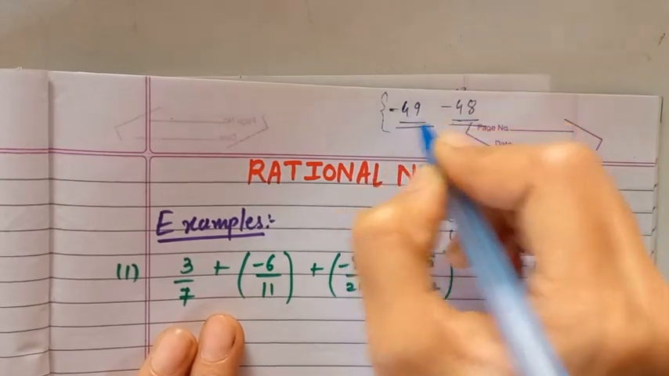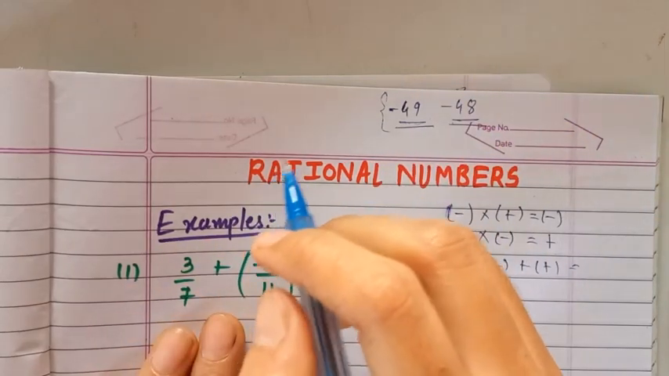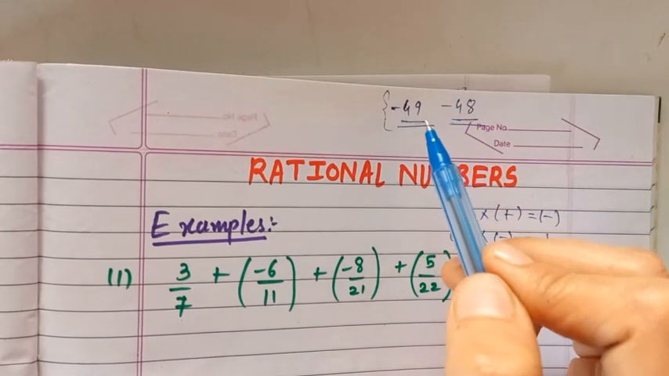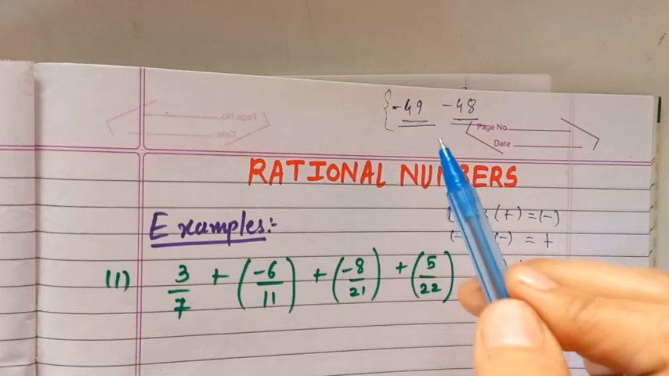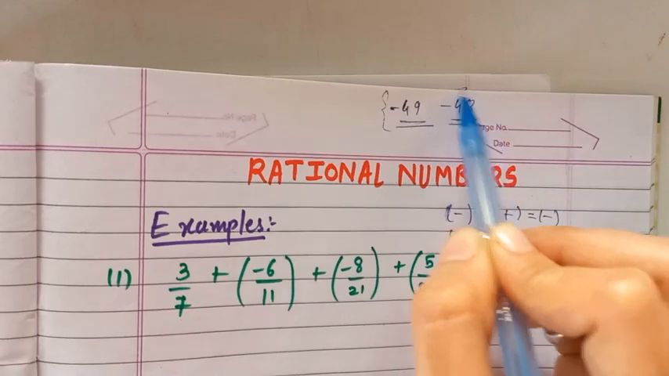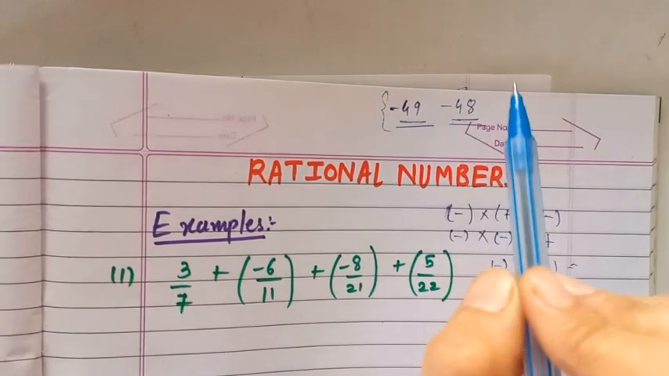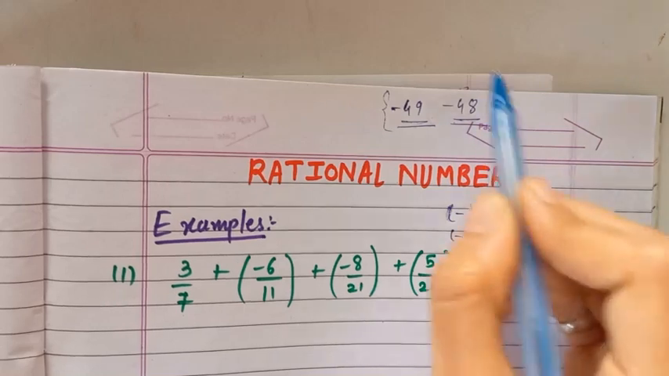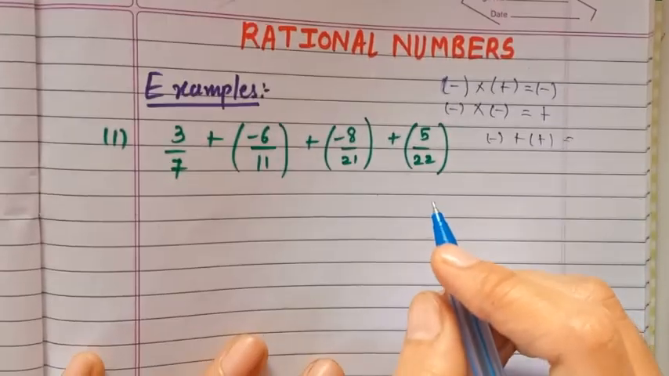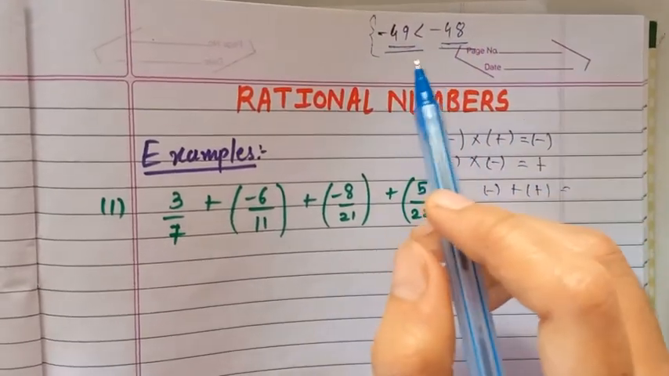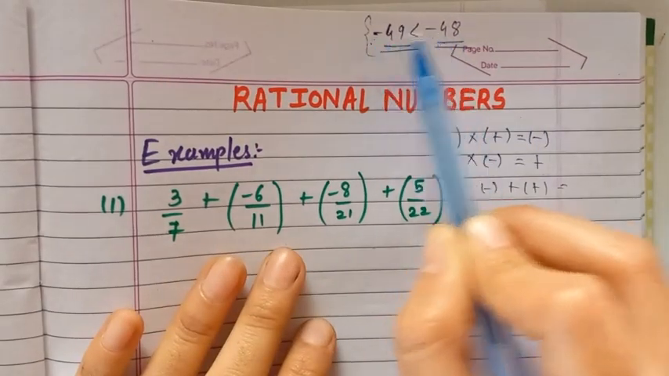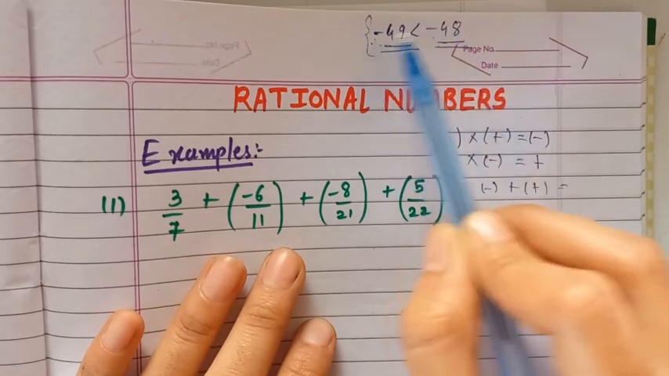Let's say both are minus, then which is the bigger digit? The digit is 49, but which is the bigger number? Minus 48 is bigger than minus 49. But for digit, if we are concerned about digit, then we do not see the sign. We only see the numbers, 49 and 48.